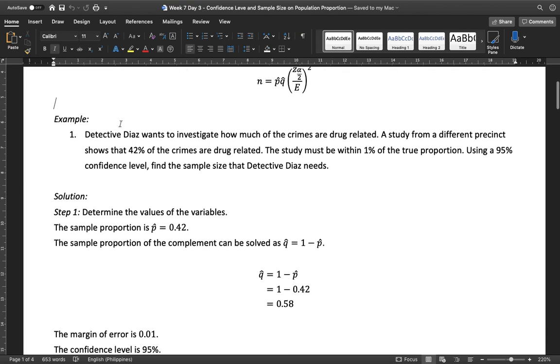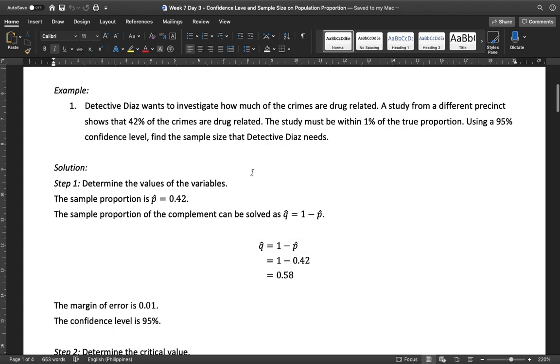Example here, Detective Diaz wants to investigate how much of the crimes are drug-related. A study from a different precinct shows that 42% of the crimes are drug-related. The study must be within 1% of the true proportion, rather. Using a 95% confidence level, find the sample size that Detective Diaz needs.